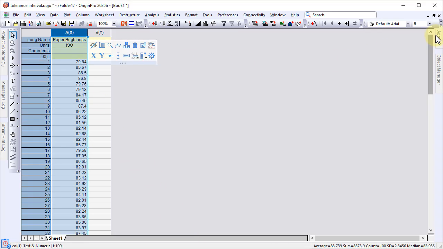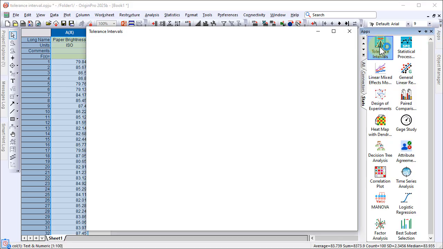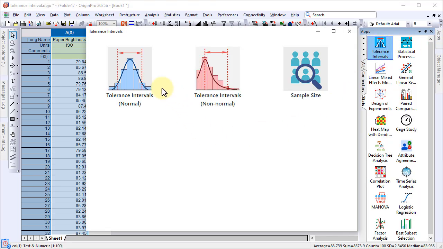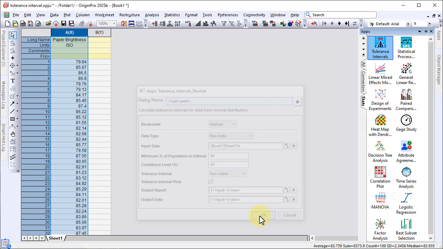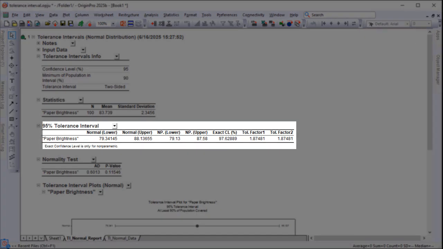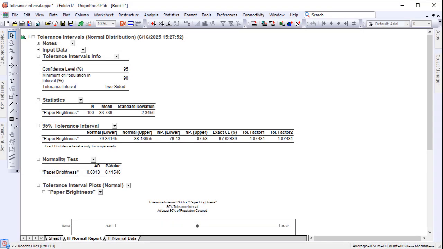Origin offers two options for tolerance interval calculation, normal and non-normal. We will select the first option. In the input dialog, let's enter 90 for minimum percent of population in interval, 95 for confidence level, and select two-sided under tolerance interval. Click OK. The table 95% tolerance interval displays the calculated tolerance interval. Based on the results, we are 95% confident that at least 90% of paper brightness measurements fall between 79.34 and 88.14.